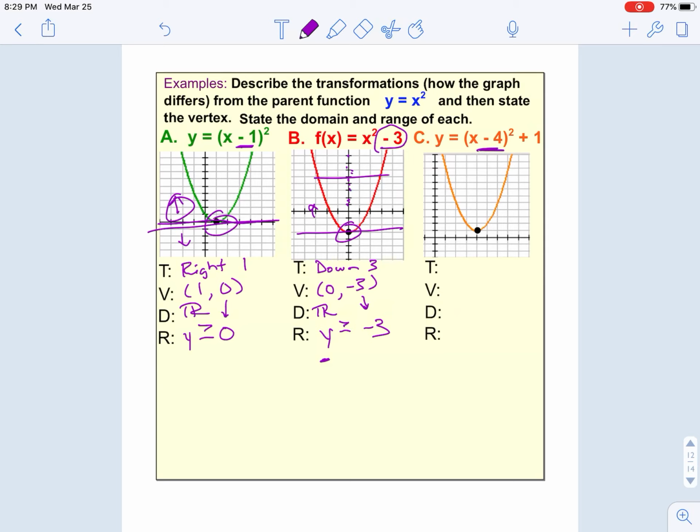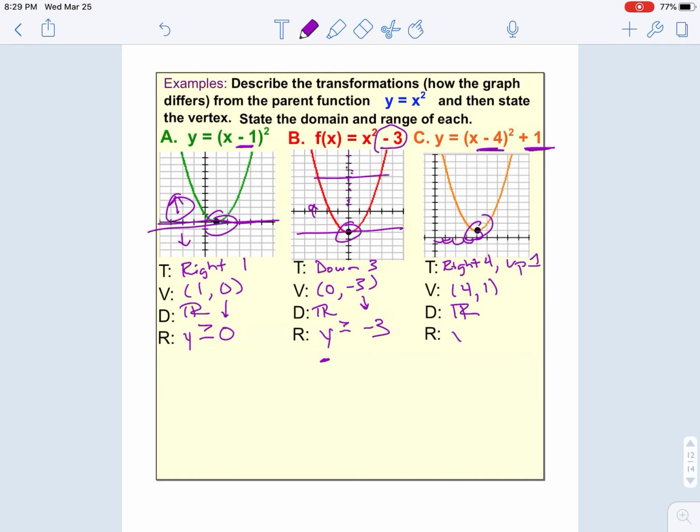All right, last one. Now I've got things inside the parentheses, and I've got some outside the parentheses. Inside the parentheses, that's left or right, opposite of what I think. So since it's negative, it's going right. I go right 4. Outside the parentheses, up and down, it moves just like I would expect, up 1. So my vertex: right 4 means I'm at 4, up 1 means I'm at 1. So over 1, 2, 3, 4, up 1, that's exactly where I find my vertex.